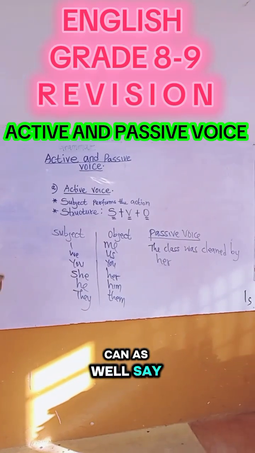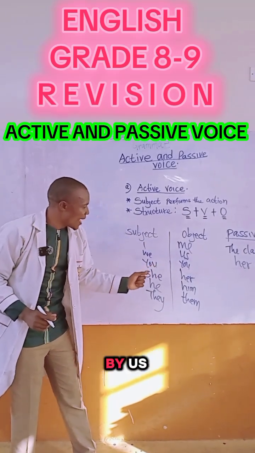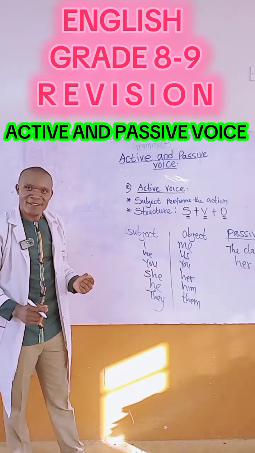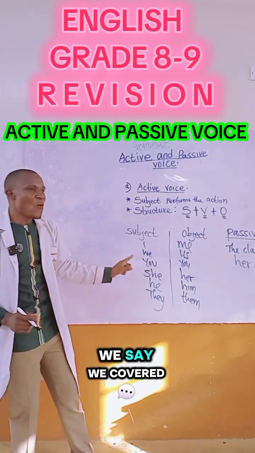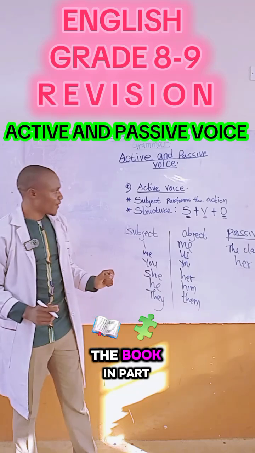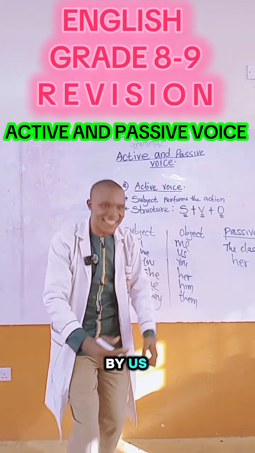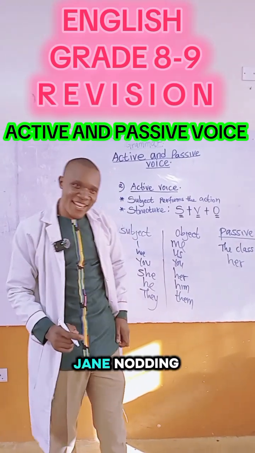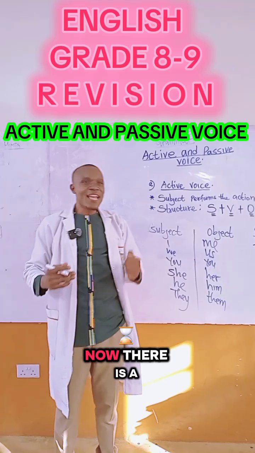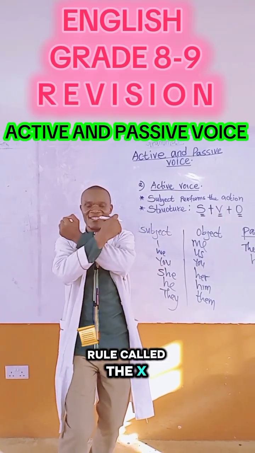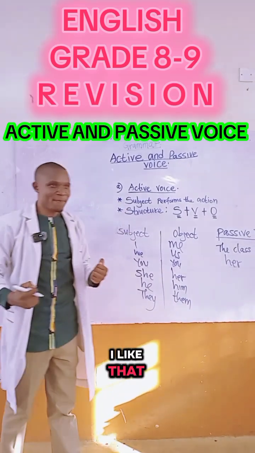I can as well say the books were covered by us. In the other, we say we covered the book. In passive voice, the books were covered by us. Oh, I can see Jane nodding. It means Jane has understood. Now, there is a rule called the X. Everybody, can we do this? X, X. I like that.